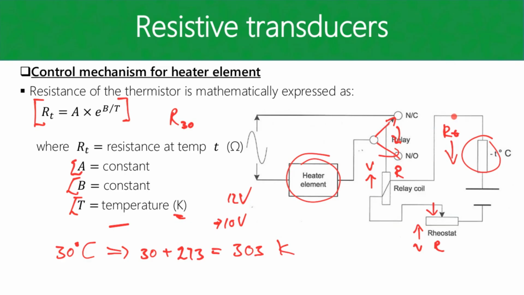With the water cooling down, the resistance of the thermistor is going to go up, meaning the voltage across it is also going to go up, meaning the voltage across the other two is now going to go down. Then you're going to go below the latching voltage of the relay, and the relay is going to switch back to the normally closed position, switching the heater element on again. So it's going to maintain an average temperature over time. That's essentially how this circuit works.